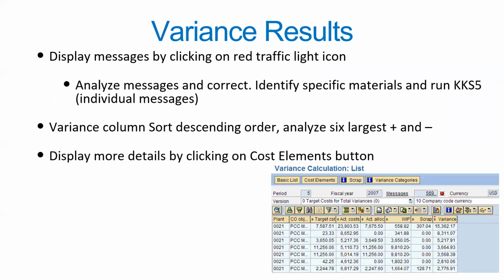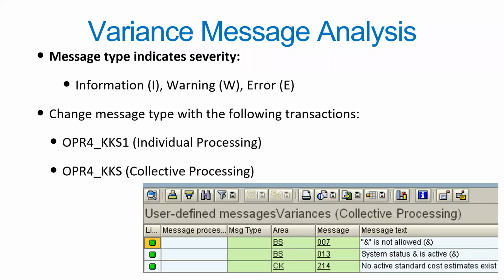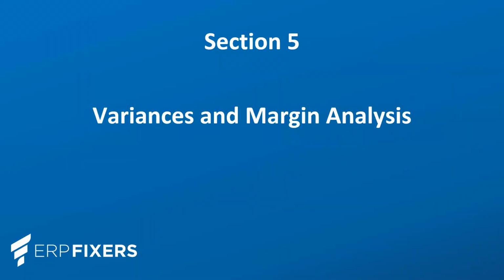We've got variance results. After we calculate the variance, we can have messages. We should analyze the variances to see what's going on. That doesn't go away with S/4HANA. We still have to calculate the variances. It might happen more quickly, but you still have to take action. We've got errors, warnings, and information messages. Fine. So let's get on to S/4HANA.